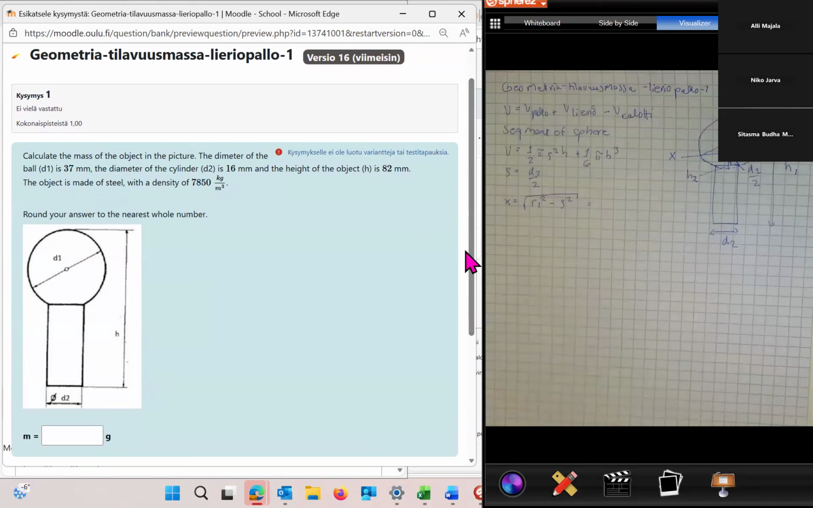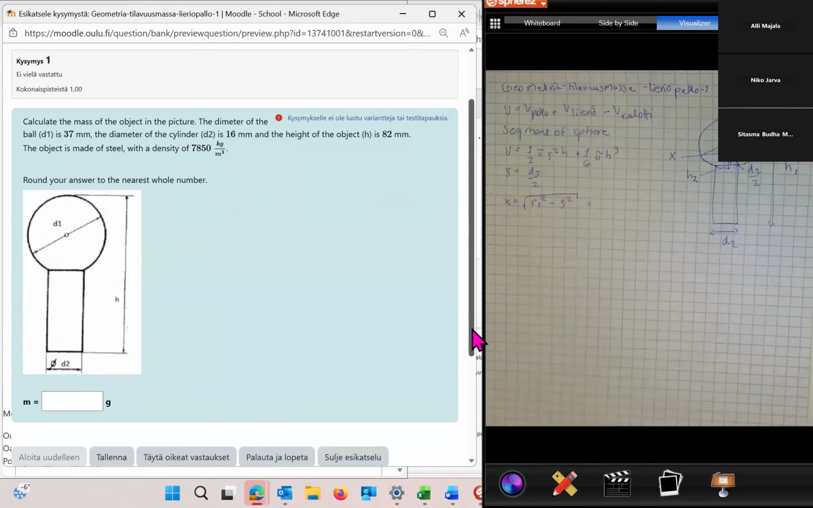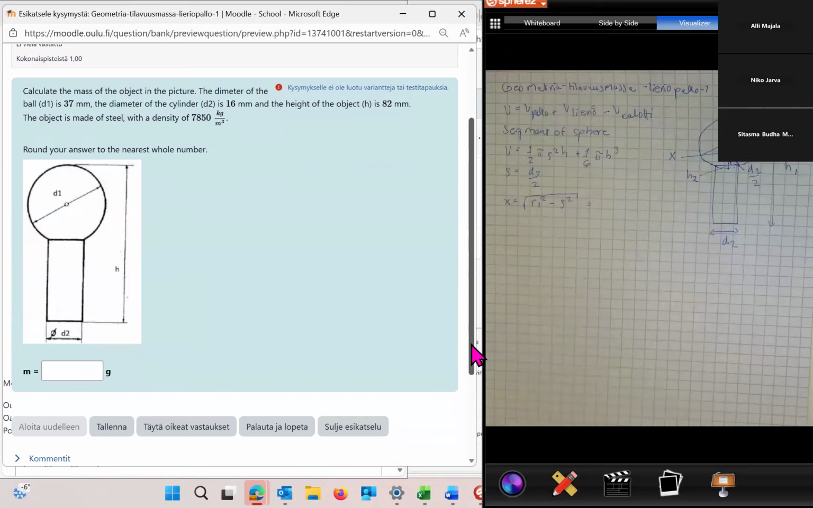Okay, so in this, you need to calculate mass. Is there something wrong with the volume? Maybe not. The diameter of the ball is given, the diameter of the cylinder is given, and the height of the whole object is given. And the density, this is most probably steel.